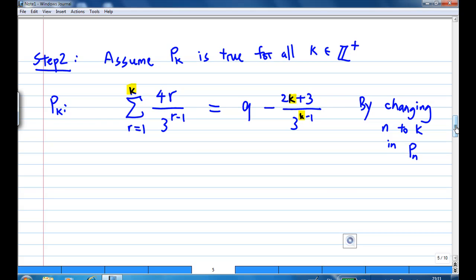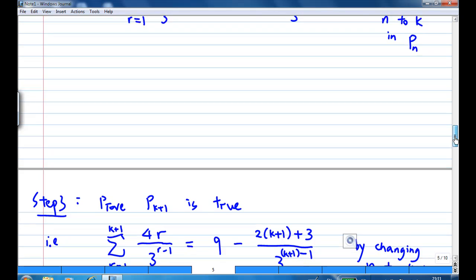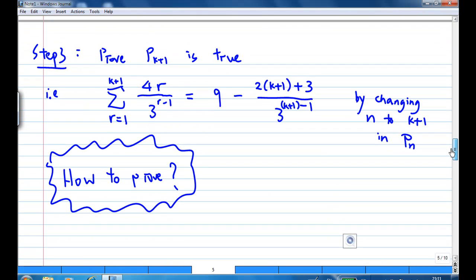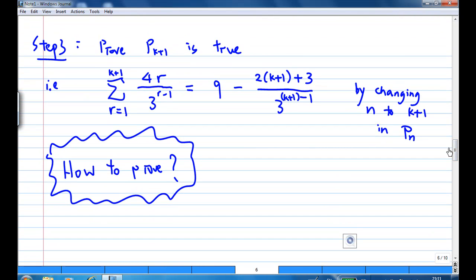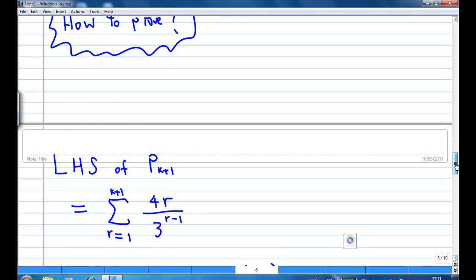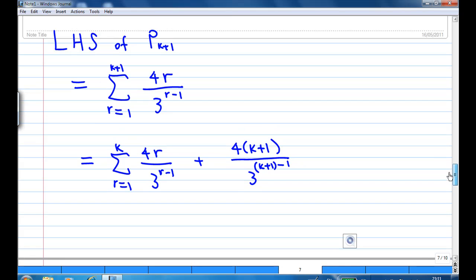Now, we're going to prove that Pk plus 1 is true. So you must know what Pk plus 1 is. You use Pn and change the n to k plus 1. So when you change the n to k plus 1, this is what you get. How do we prove that? You start from the left hand side. The left hand side of Pk plus 1 will be this term, 4r over 3 power r minus 1, where r goes from 1 to k plus 1.